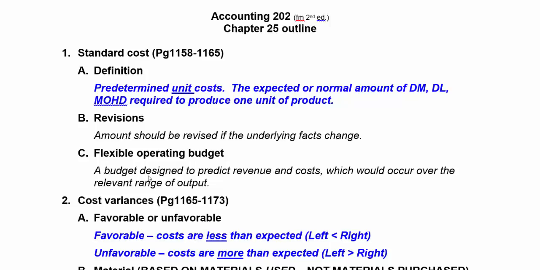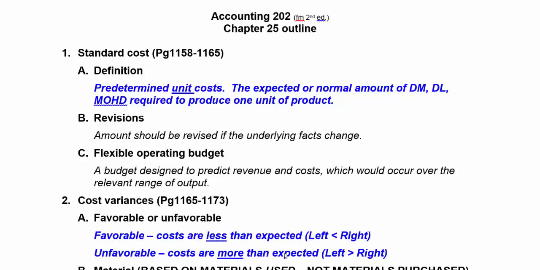Now, cost variances can be classified broadly as favorable or unfavorable. If you think about it, it makes sense which is which. Favorable cost variances are when our costs are less than what we expected, or the actual is less than the standard. In terms of our diagram we're going to use, when the amounts on the left are less than the amounts on the right. Unfavorable cost variances happen when our costs are more than what we expected, or the actual costs are more than the standard.